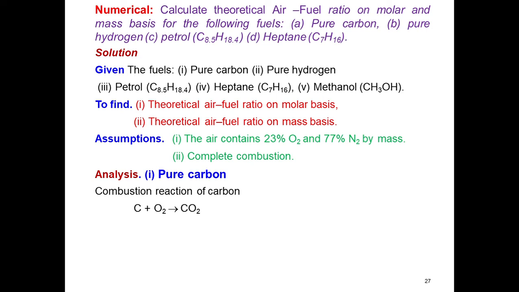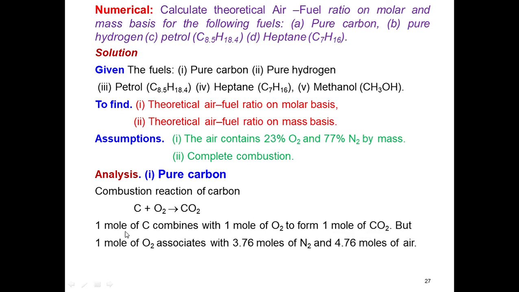For carbon, the chemical reaction is C plus O2 gives CO2. In this case, how many moles of carbon are there? One. So 1 mole of carbon combines with 1 mole of O2 to form 1 mole of CO2. So this is the reaction, 1 1 1. But 1 mole of oxygen is associated with 3.76 moles of nitrogen, so we have 1 mole of oxygen and 3.76 moles of nitrogen, which means 4.76 moles of air.